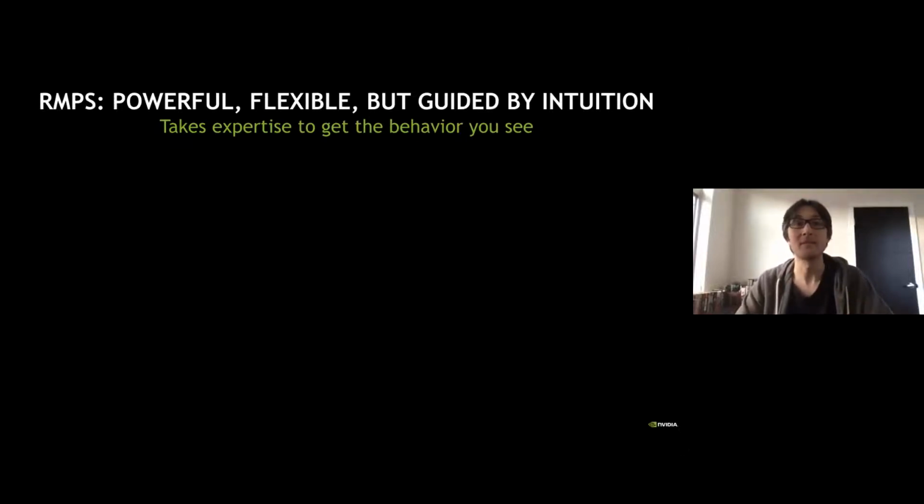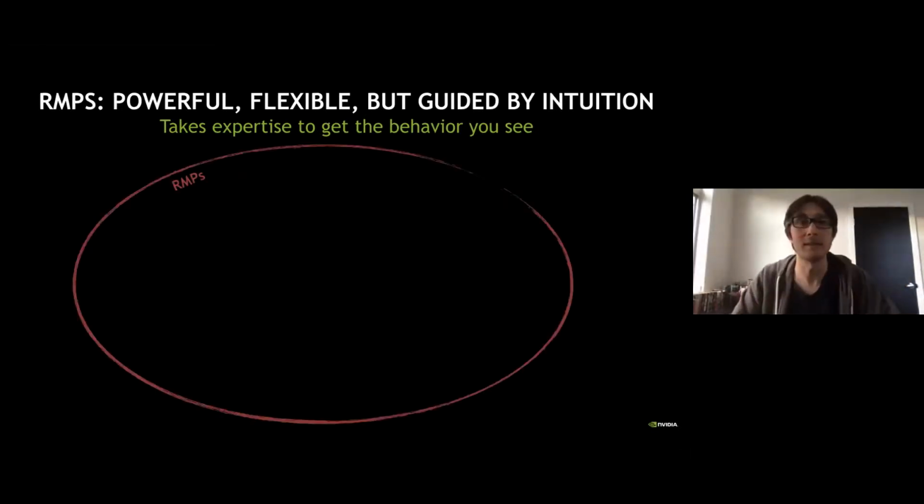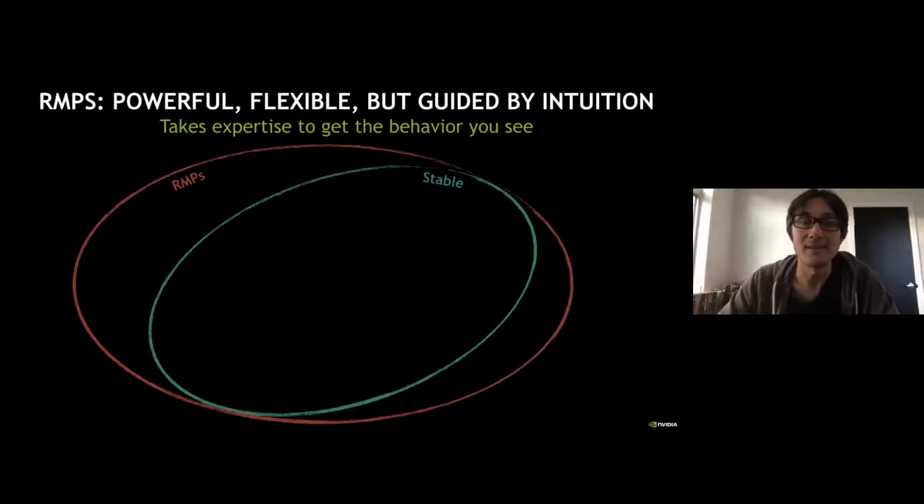So RMPs by themselves, what you saw in those videos, are incredibly powerful and flexible, but they're really guided by intuition. It takes some expertise to get the behavior you see. So a big part of this research is to analyze them, understand them, and figure out a subset of those that are provably stable, that retain the same flexibility in terms of design as RMPs, but give you more concrete tools for design that are a little bit easier for novice designers. And so RMPs, you can kind of view as the space of everything. Stable RMPs are a subset of that.